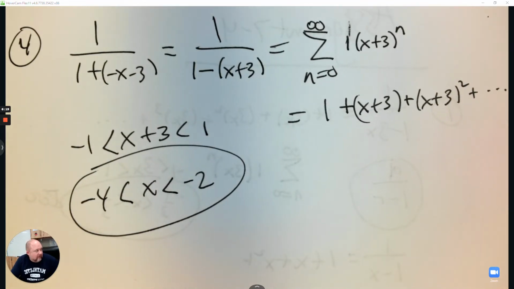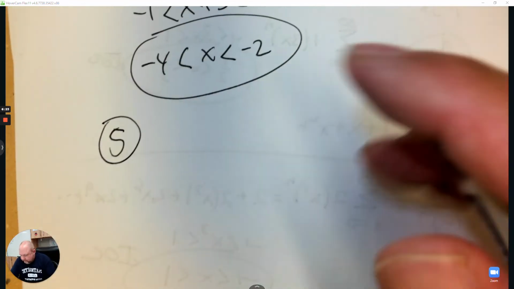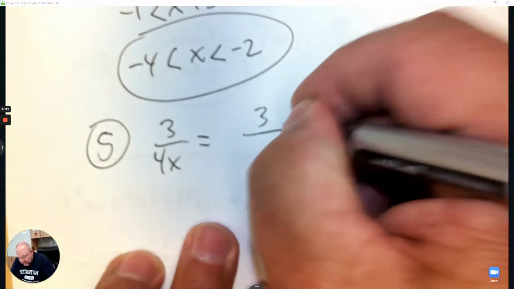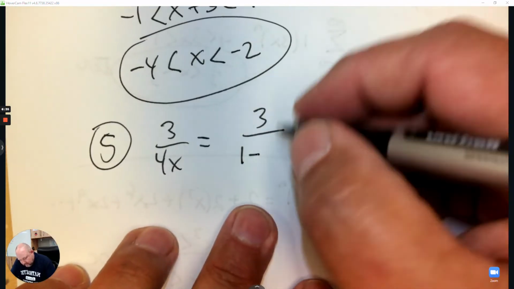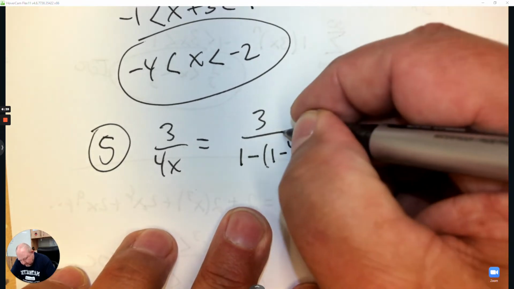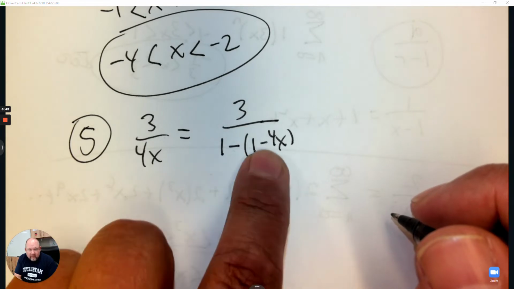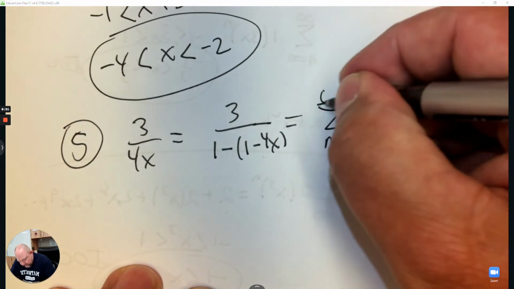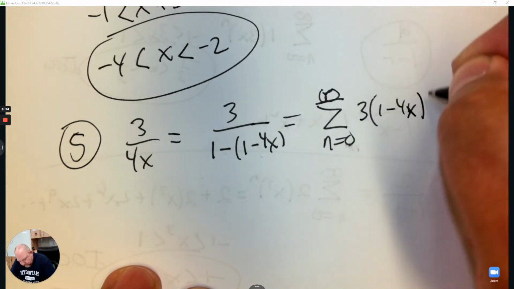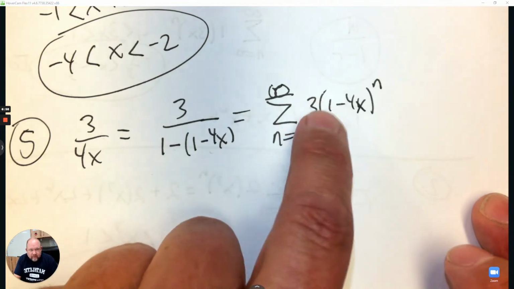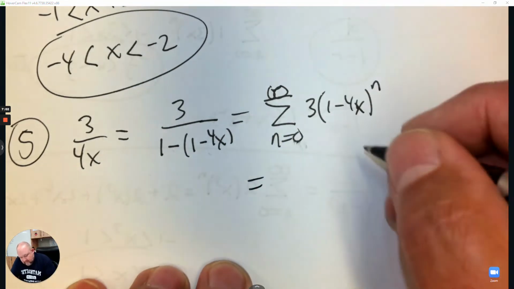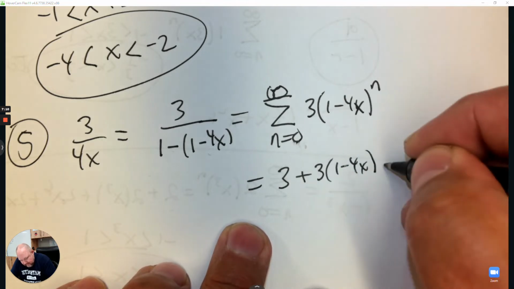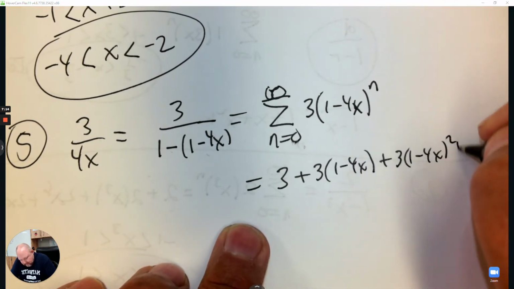Number 5. Three over 4x we're going to write as 3 over 1 minus -4x. So 1 take away 1 is 0, and a negative times a negative makes it 4x. They're the same, but it's in the form 1 subtract now. That's what the series is going to look like. So the first term, and then the common ratio to the n. If I plug in 0, if I plug in 1, if I plug in 2, and then you get the idea.